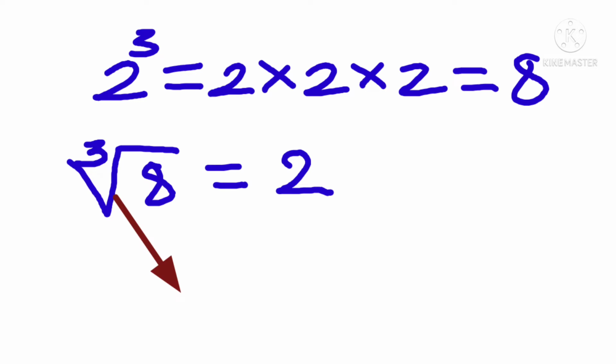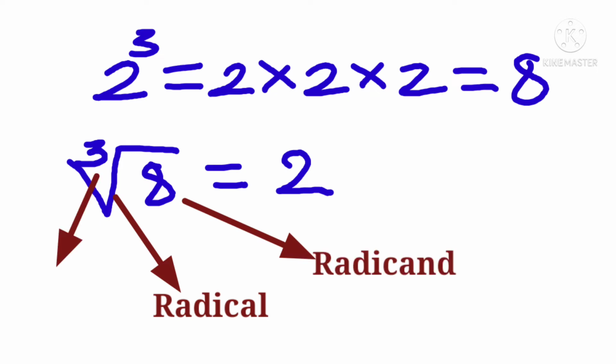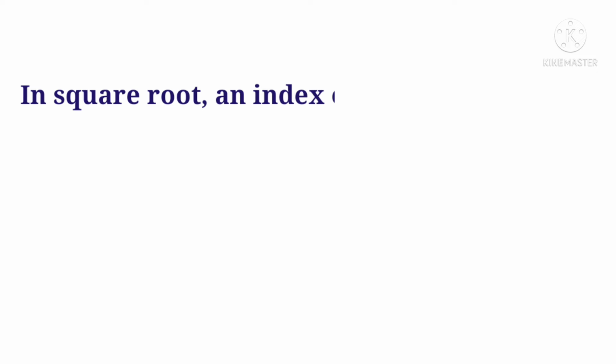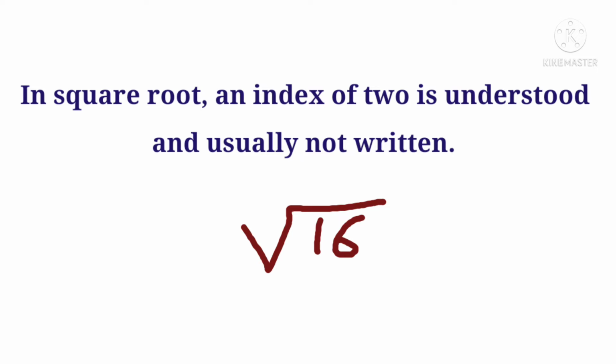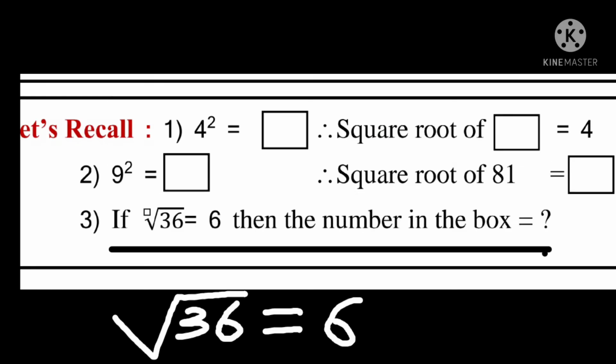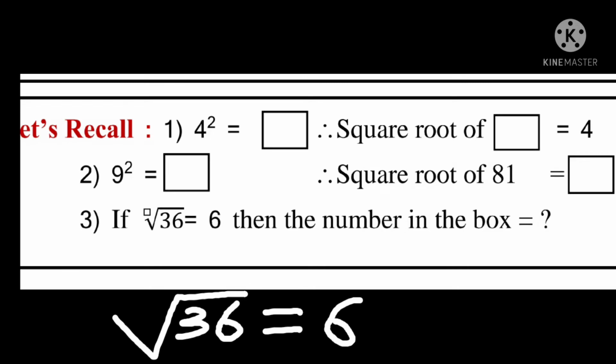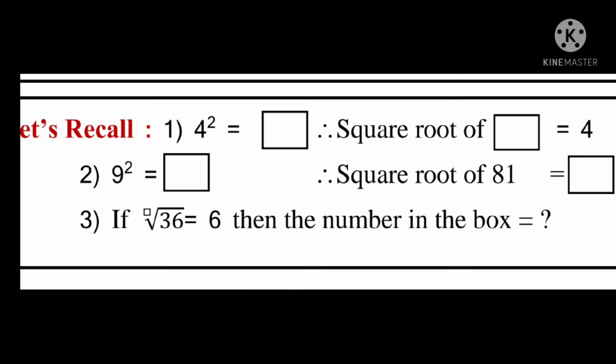Here this symbol is called radical, and the number under the radical sign is called the radicand. The small number on the left corner of the radical sign is called order or index. In square root, an index of 2 is understood and usually not written. Here no index is written, it means that we have to assume that there is index 2. Here square root of 36 is 6, therefore 2 is the index. So write here 2 in the given box.